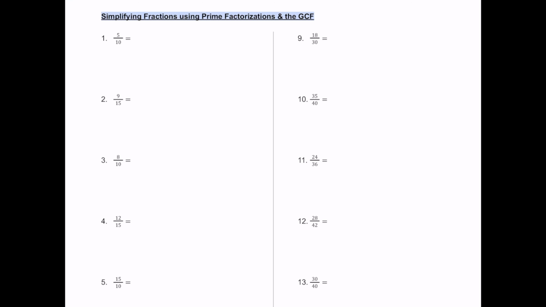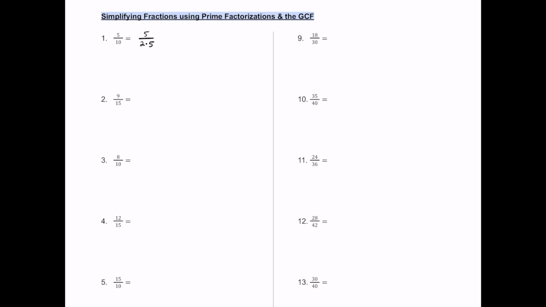For number one, we have the fraction 5/10. So what we do is we find the prime factorization for the numerator. The prime factorization of 5 is just going to be 5. And then we find the prime factorization of the 10 on the bottom, which is just going to be 2 times 5. If you need to go ahead and make factor trees, go ahead and do so. This one's not too bad though.